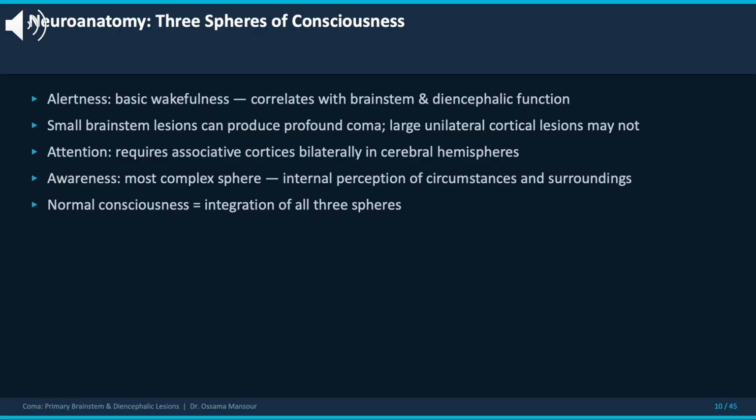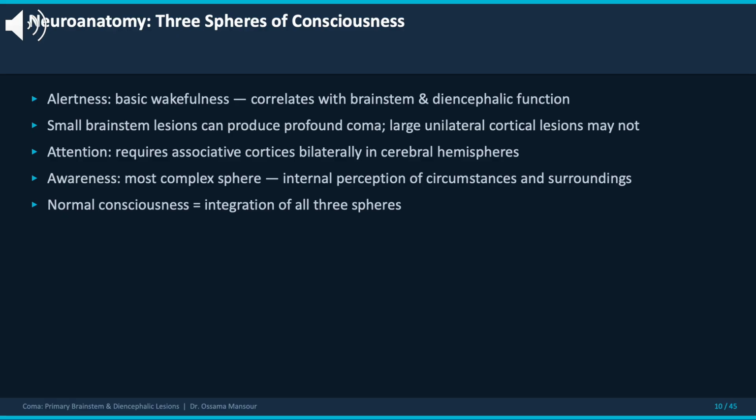This is why small, strategically located brainstem lesions can produce profound coma, while much larger cortical lesions may not affect alertness if they're unilateral or if they spare the arousal networks. Attention, which represents a more sophisticated level of consciousness, requires the added processes from associative cortices located bilaterally in the cerebral hemispheres.